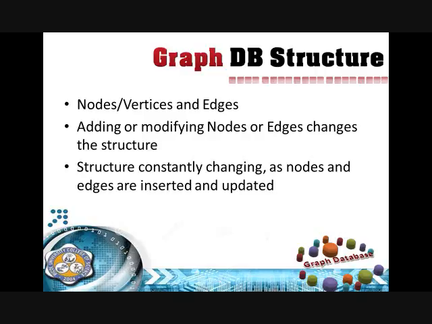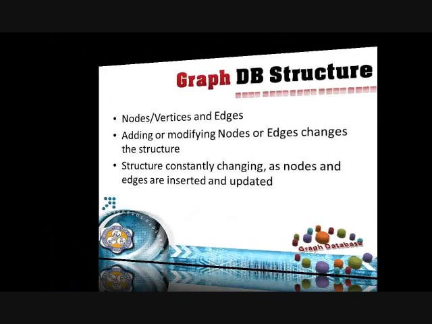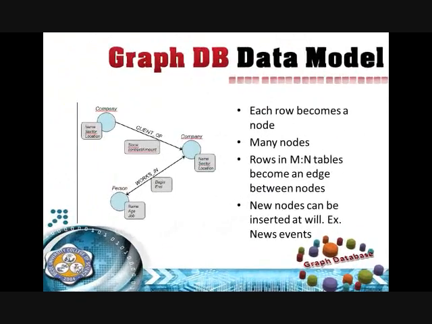But in the graph database, the structure is constantly changing and it's not a problem as nodes and edges are inserted and updated also. Looking at this example, we have a graph database data model. We have two nodes for the company and one node for a person. In a table, each row becomes a node in a graph database. Okay, so if we have many records, it is equivalent to many nodes.